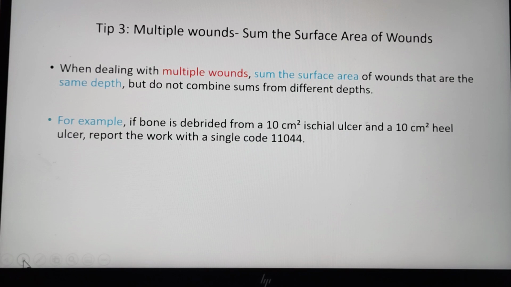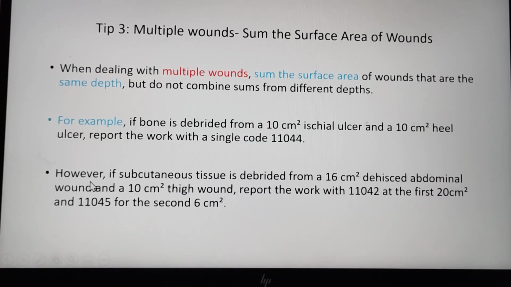So next we see another example. If subcutaneous tissue is debrided from a 16 square centimeter abdominal wound and a 10 square centimeter thigh wound, we have to report the work here. Both are debrided to the same depth. So we will sum the surface area of the debridement. If you combine 16 square centimeters and 10 square centimeters, it will be 26 square centimeters. So we have to report with two codes: 11042, where the debridement of subcutaneous tissue up to first 20 square centimeters, and 11045, which is an add-on code for additional 6 square centimeters. So we will report this debridement with two codes.